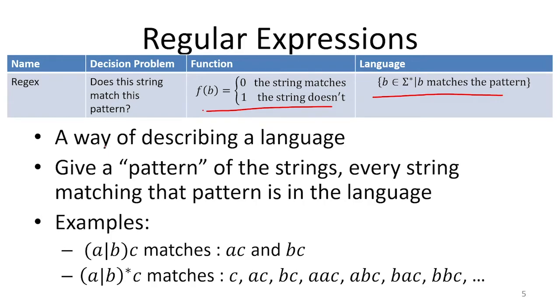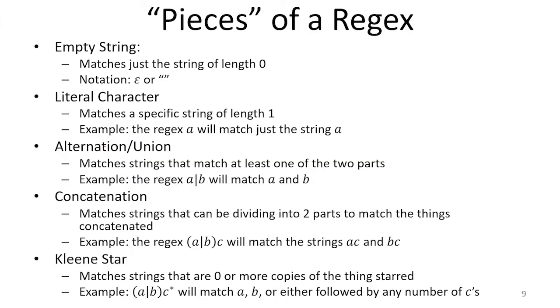Our regular expression had several different pieces we could include. We had the empty string. We were allowed to talk directly about the empty string using either double quotes or this epsilon character that looks like a backwards 3. We could use literal characters, that is, characters from our alphabet. We could have alternation or union, the vertical bar, which says the first thing or the second thing. So it can match either the first regular expression or the second regular expression.